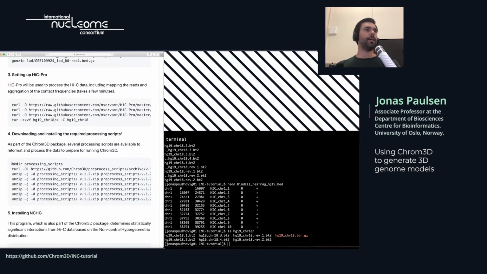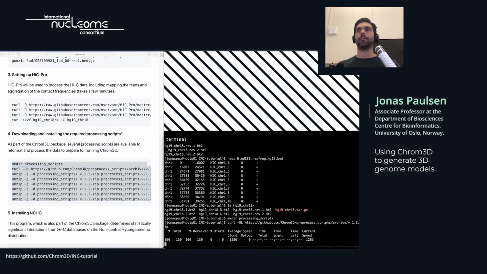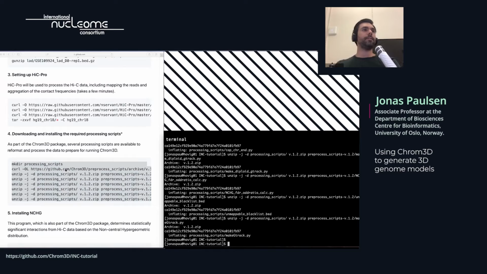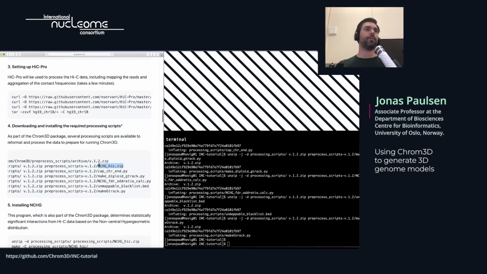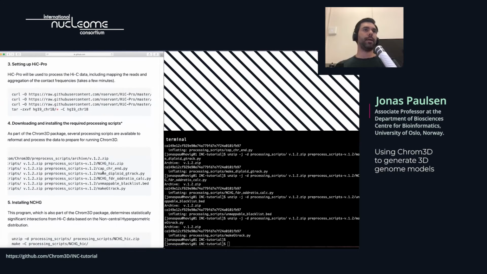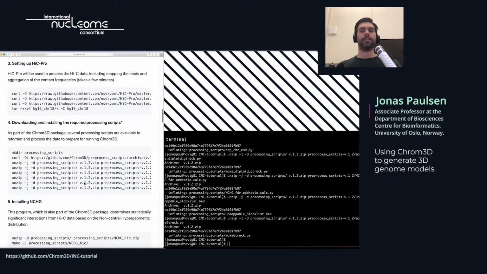Then you can again just copy paste these lines like this. This will make another folder for us called processing scripts. We download into this folder some scripts from the Chrom3D package. Then into this folder we unzip some scripts that we're going to use later, including to run the statistics, to make the G-track file, and so on. So this is just setting up some files that we will need in later steps.